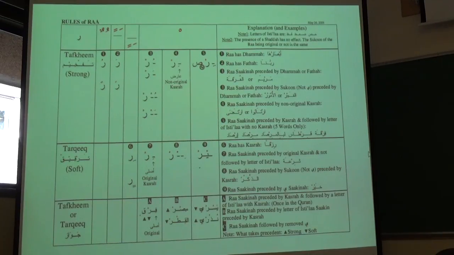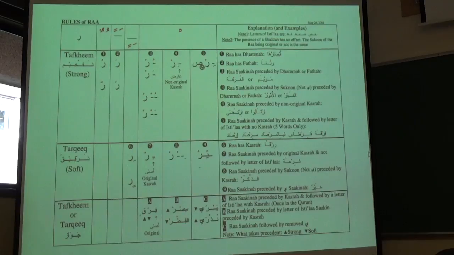If it's followed by a letter of isti'la, this condition still applies, because it shouldn't have a kasra here, otherwise it will fall into this category. So you think we shouldn't mention the kasra before it? Because it would either be a fatha or dhamma, so it's always strong in that case. So if it has a dhamma or fatha, then it is strong. We don't have to mention it. Yes, I think if there is a fatha or dhamma, it will be automatically strong.